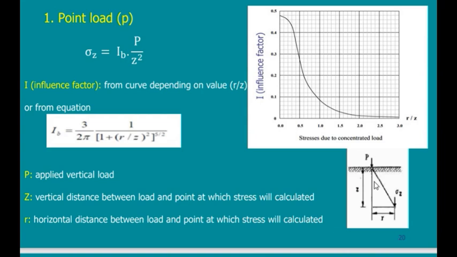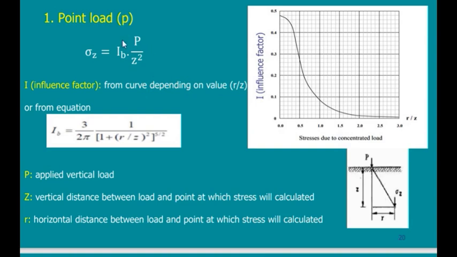Scientists gave us some charts. We can use these charts and an equation. They said that sigma Z, the one that we need to calculate, is equal to P. This is the load. But P divided by Z square, so it is affected by the square of the depth, which means that the more you go below, there will be a reduction of the stress, because the stress is divided by the square of the depth. So this is one thing.